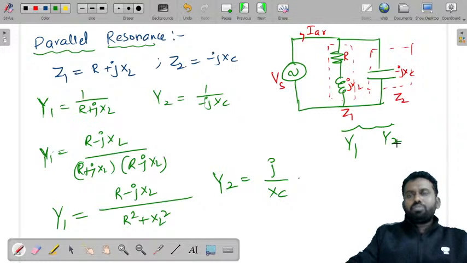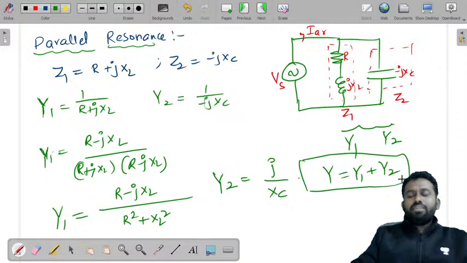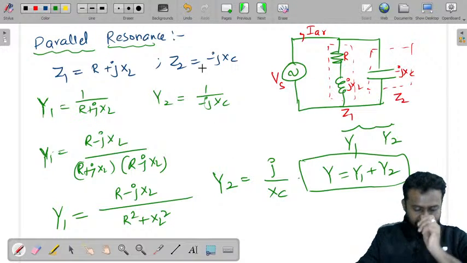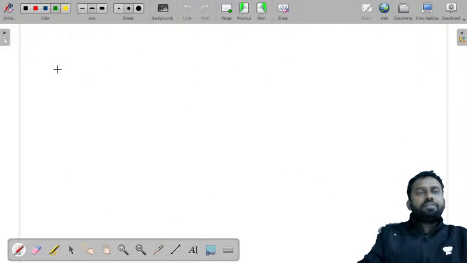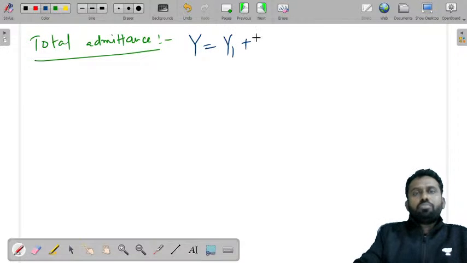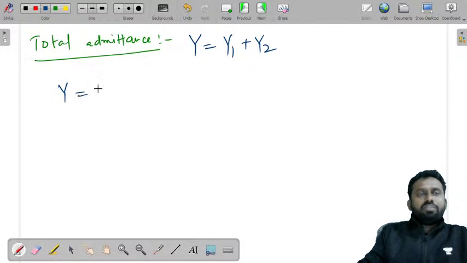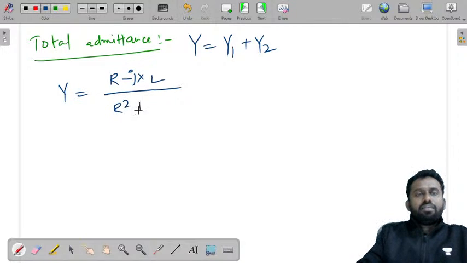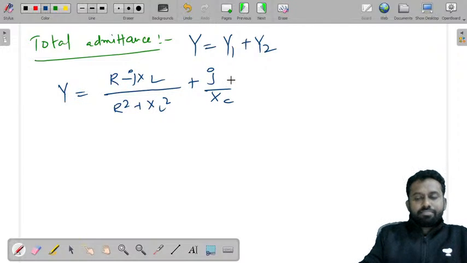This is Y1, this is Y2. So what is total Y? You can simply write Y1 plus Y2. It is easy to write in terms of admittances than in writing in terms of impedance. So the total admittance Y is equal to Y1 plus Y2. Therefore Y is equal to, what is Y1? R minus jXL by R square plus XL square plus j by XC.